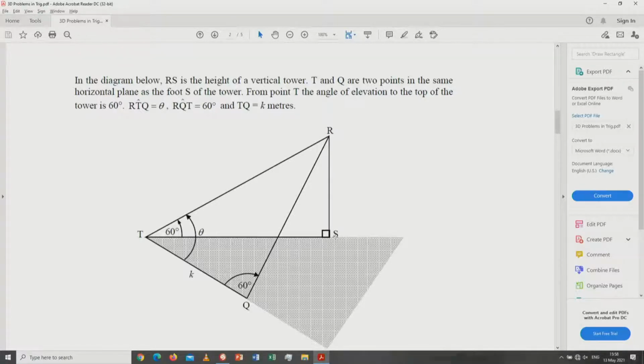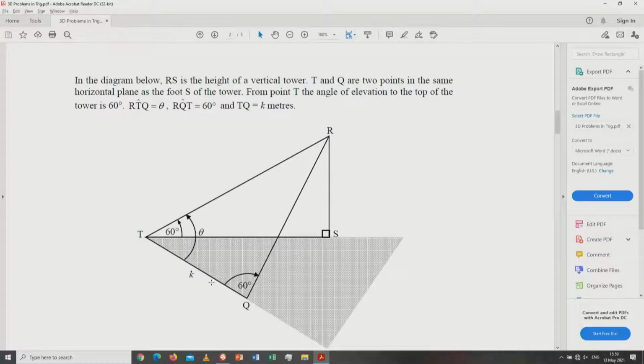T and Q are 2 points in the same horizontal plane as the foot S of the tower. Here it is, T and Q. They are in the same horizontal plane as the foot of the tower, because this is a vertical tower. From point T, the angle of elevation to the top of the tower is 60 degrees. Here is that angle, 60 degrees, marked. RTQ is theta. The whole of this angle RTQ is theta. TQ is K meters. Here is TQ. You have the diagram.